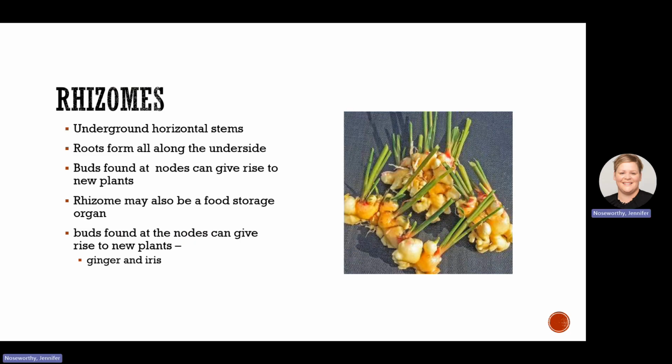Okay, so the next modified stem is the rhizome, and these are underground horizontal stems that contain starch, and they produce little rootlets off of their rhizomes to help them absorb water, but really the rhizome is a food storage organ. Ginger is the best example of this, and as a food crop, and as a flower crop, iris is a good example of a rhizome.